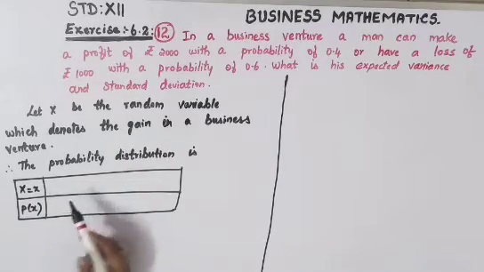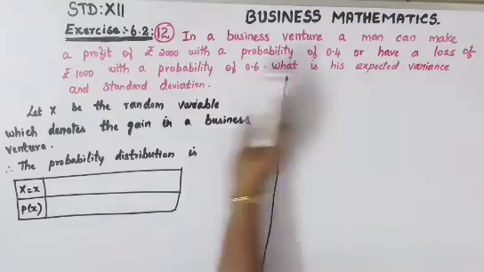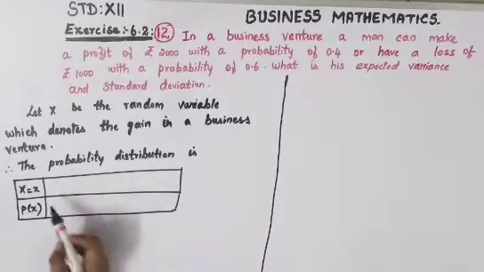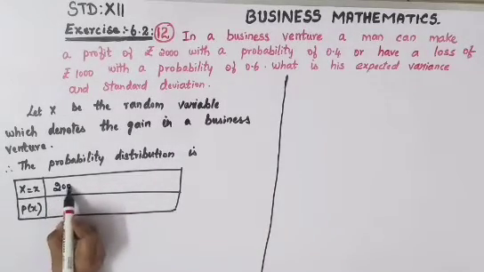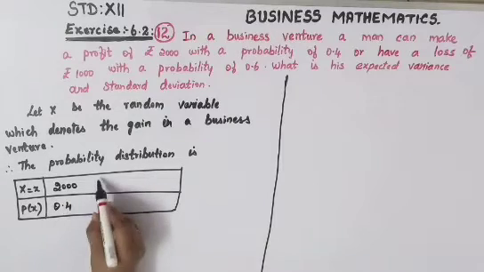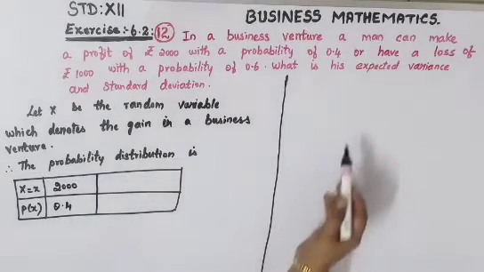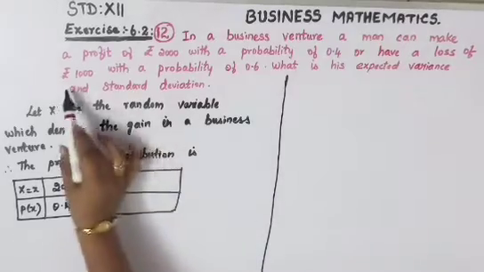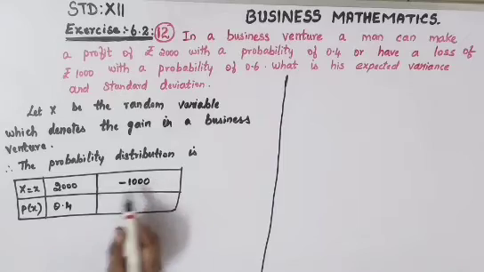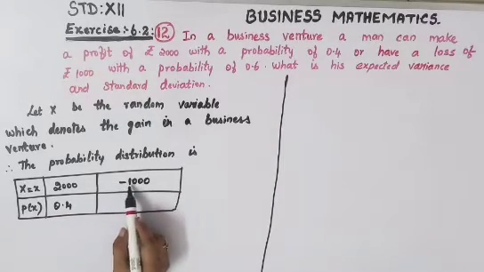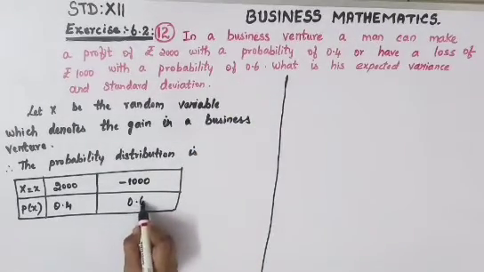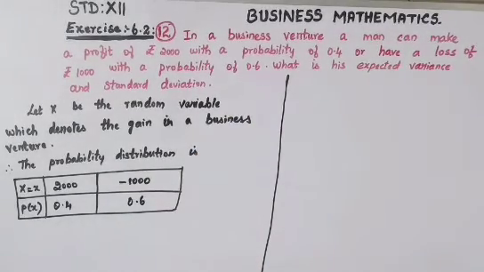Now go to your question. They have given a man can make a profit of rupees 2000 with a probability of 0.4. So profit is 2000 rupees and the probability is 0.4. The next one is a loss of rupees 1000. Loss means it is minus 1000. Profit is plus, so loss you have to declare as minus 1000 with the probability of 0.6. So this will be the probability distribution function.